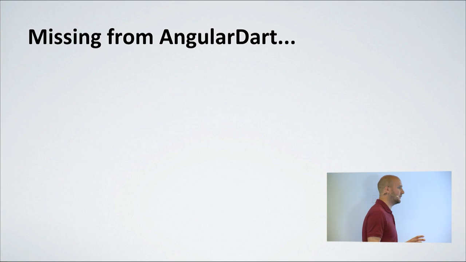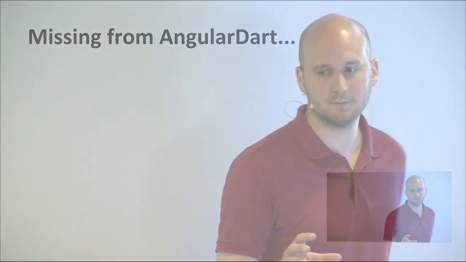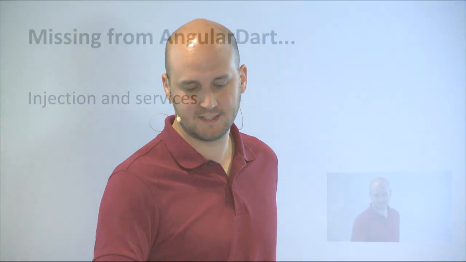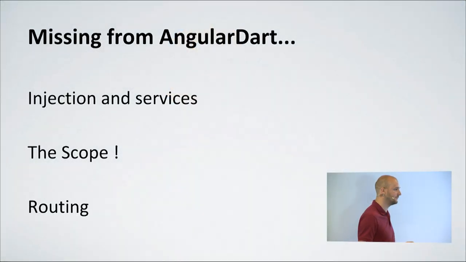People who compare the two frameworks, Angular Dart and Polymer, always miss three things, which are injection and services, the scope, and routing. That's because Polymer is not a framework. Polymer is just a library.